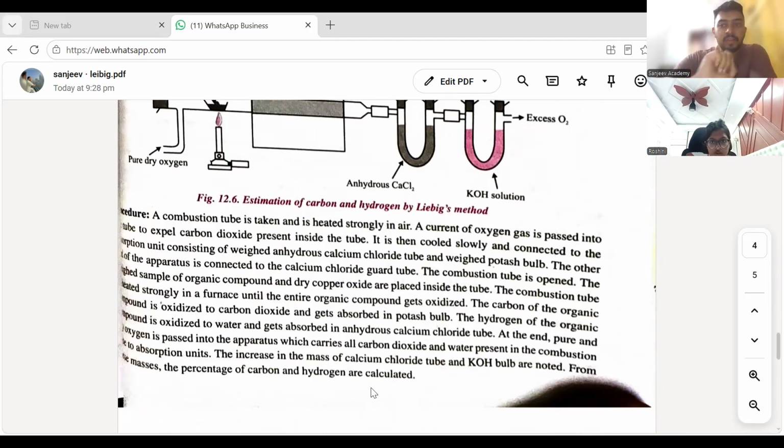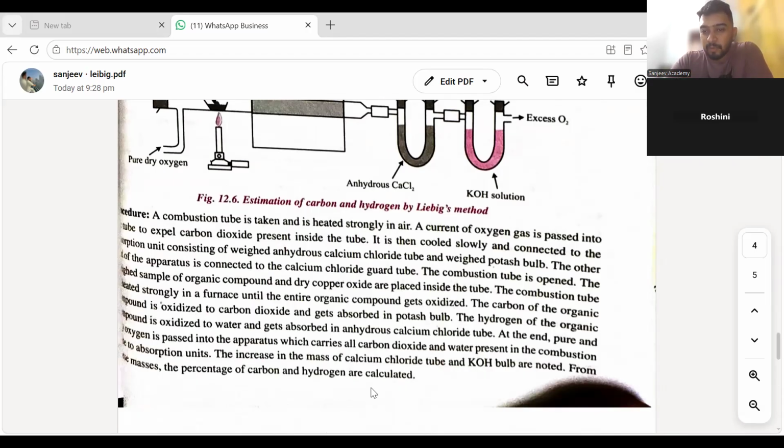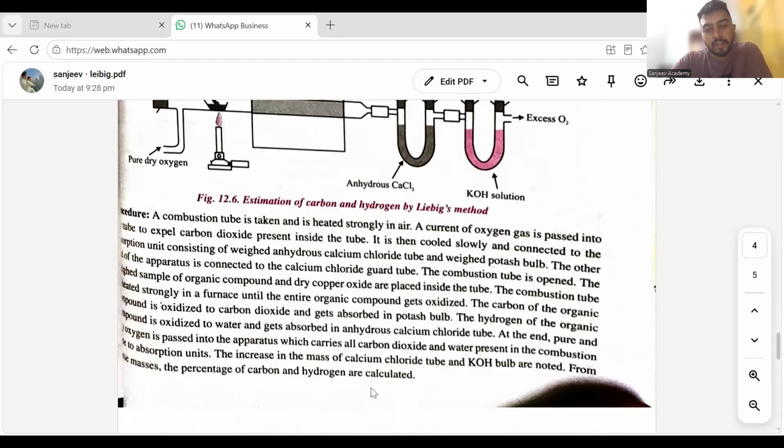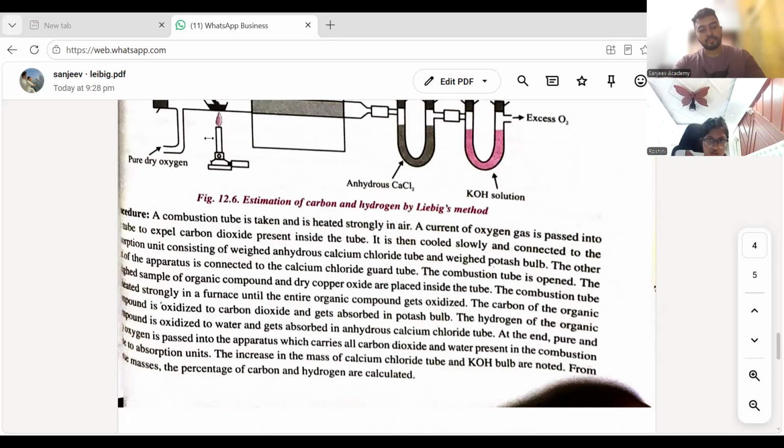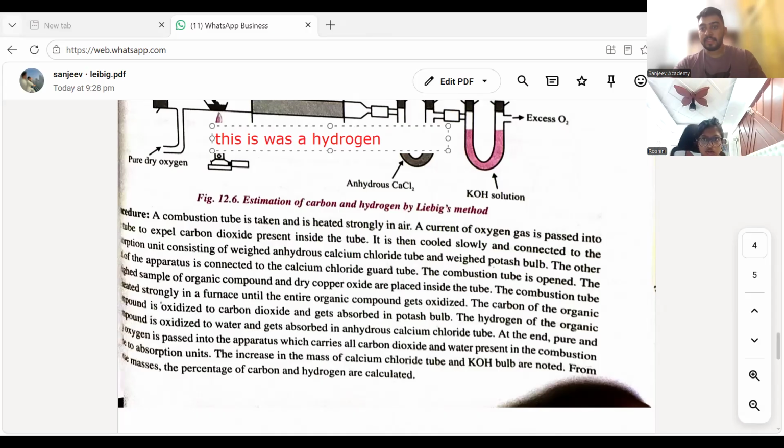And one more very, very important thing. While writing the examination, please remember, do not make scratches. The moment you make scratches, the teachers will find out. Suppose you're writing, "This is was a hydrogen", it is okay. I'm just writing here: "This is was a hydrogen." Is it correct, Roshni?